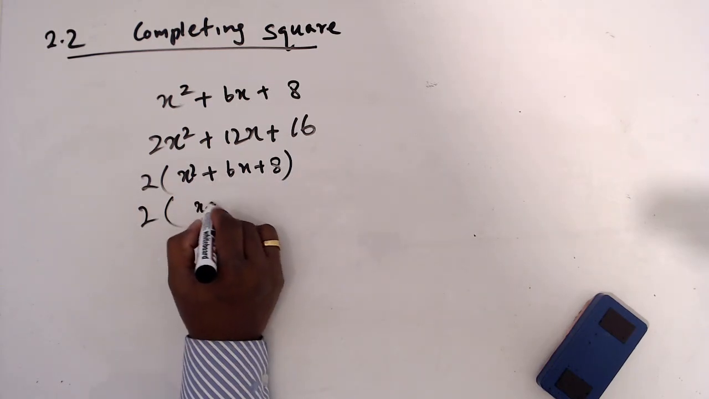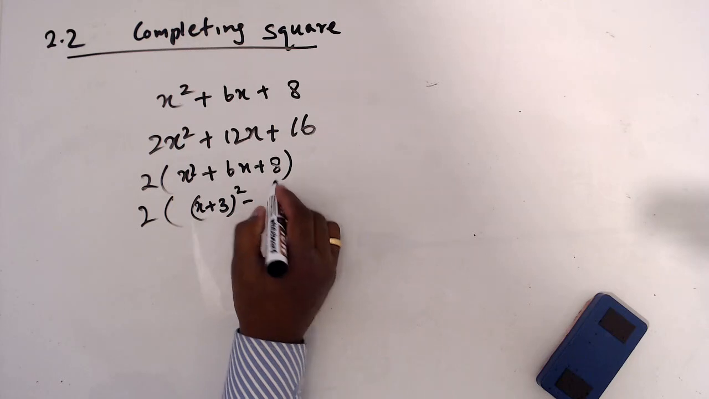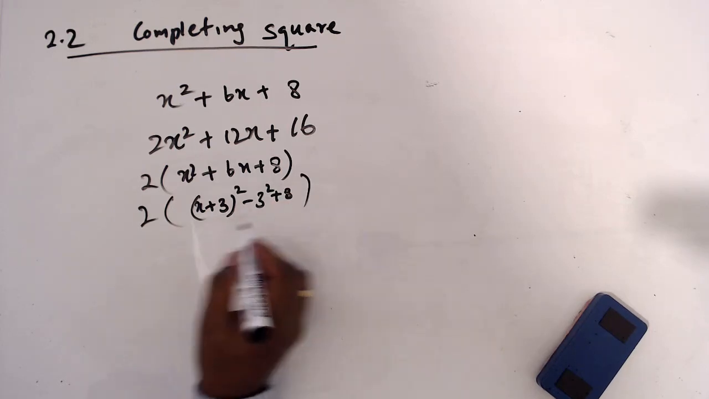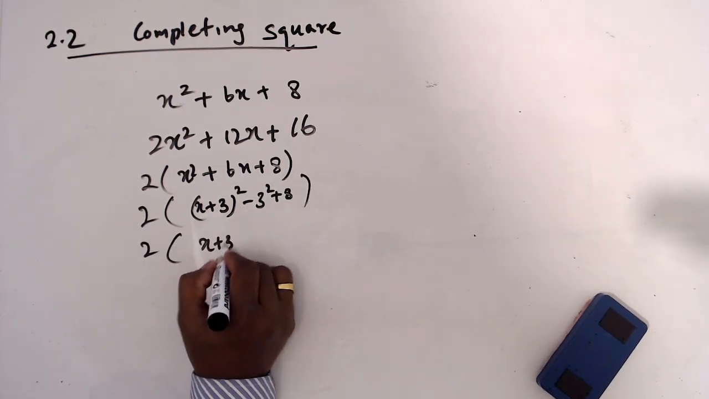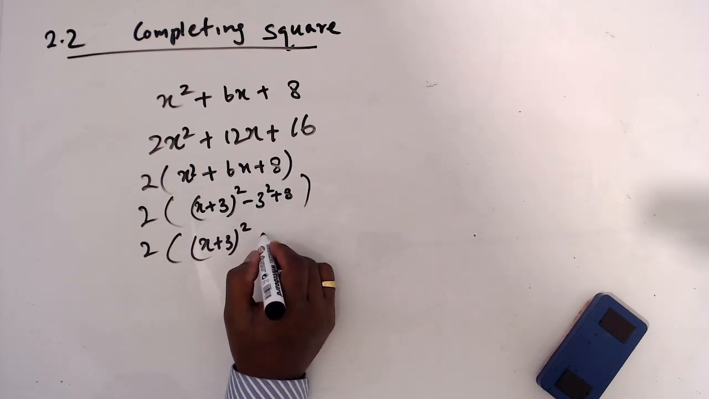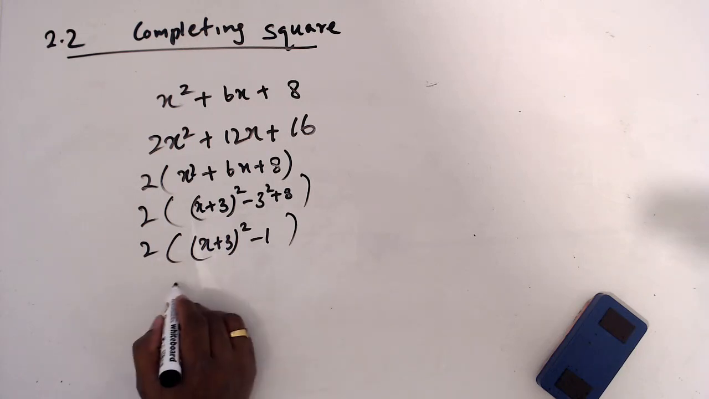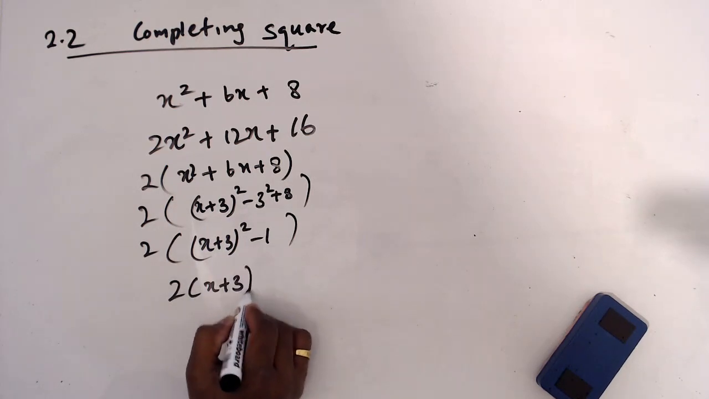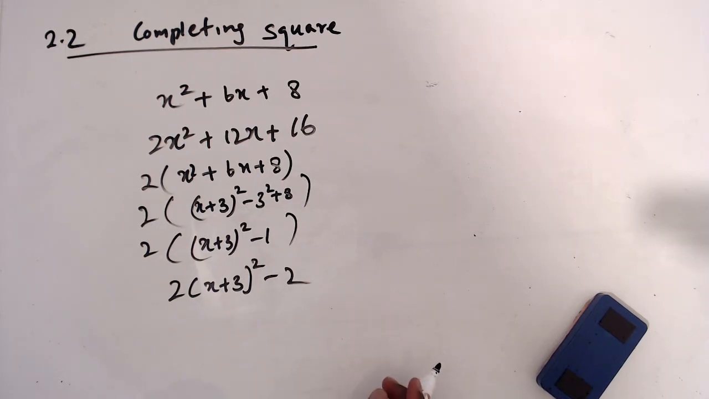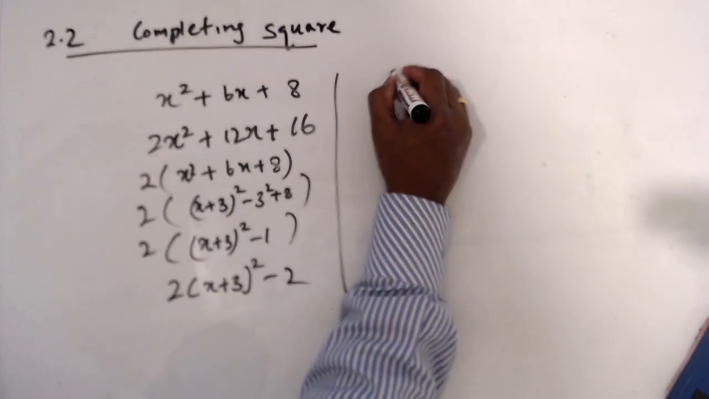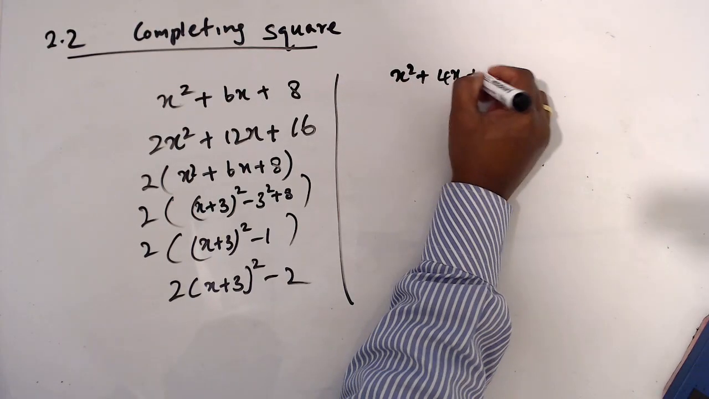Yeah, so this is going to be x plus 3 square minus 3 square plus 8. Now 2 times x plus 3 square minus 9 plus 8 minus 1. Then expand the bracket out again. 2 times x plus 3 square minus 2. So another one. x square plus 4x plus 10.